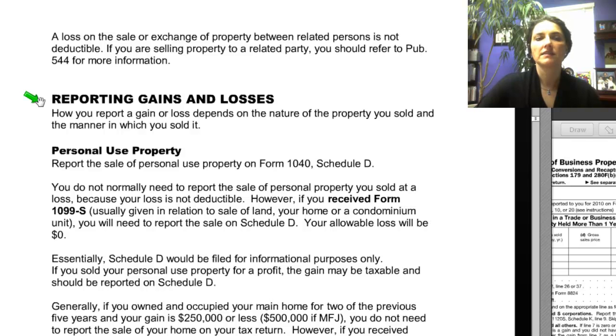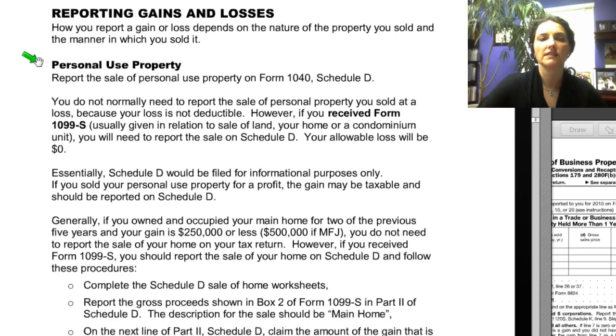Reporting gains and losses. How you report a gain or loss depends on the nature of the property you sold and the manner in which you sold it. Personal use property. Report the sale of personal use property on Form 1040, Schedule D. You do not normally need to report the sale of personal property you sold at a loss because the loss is not deductible.